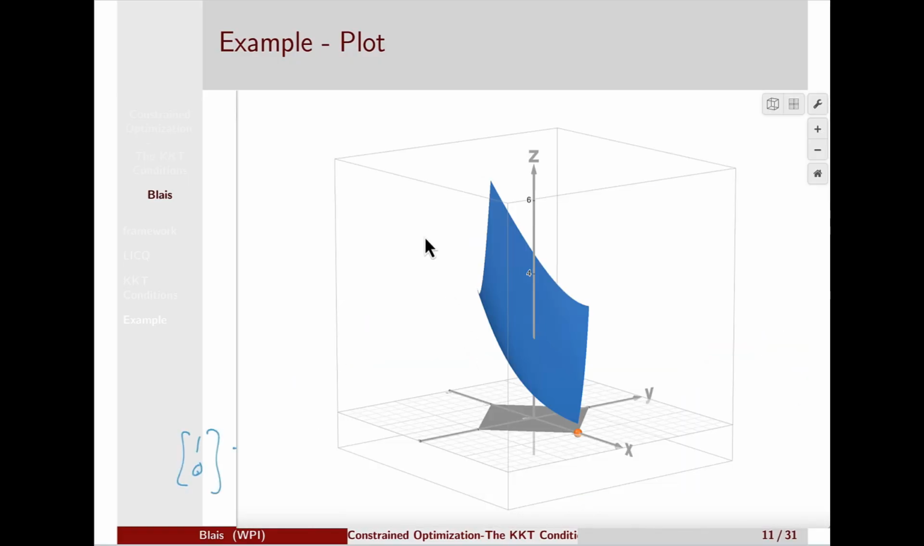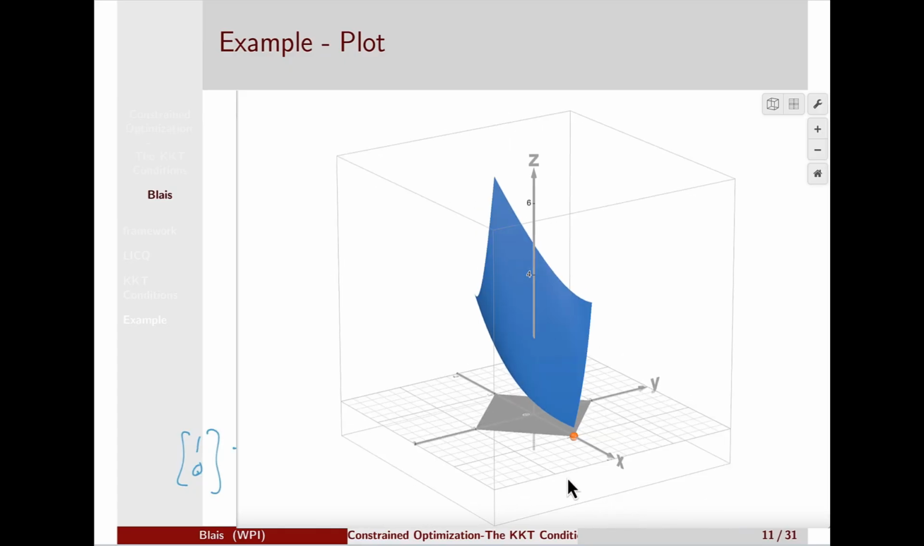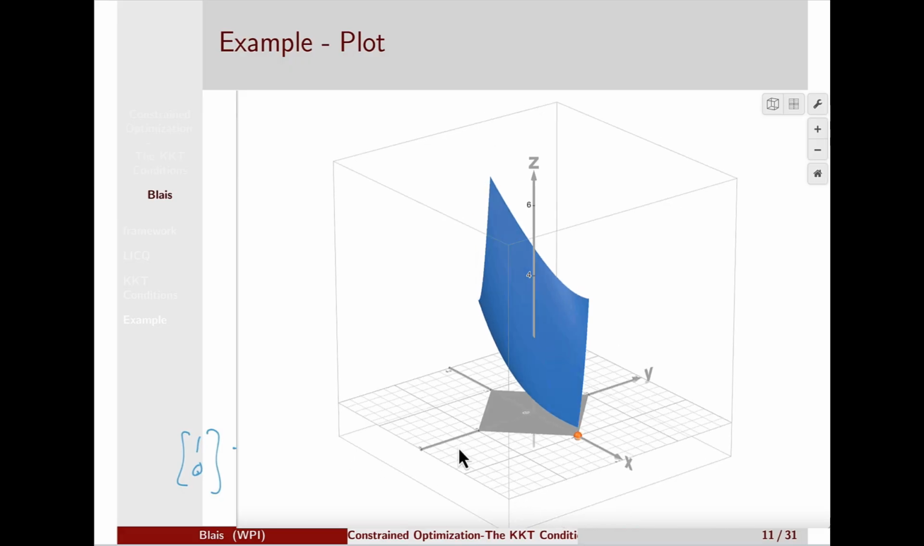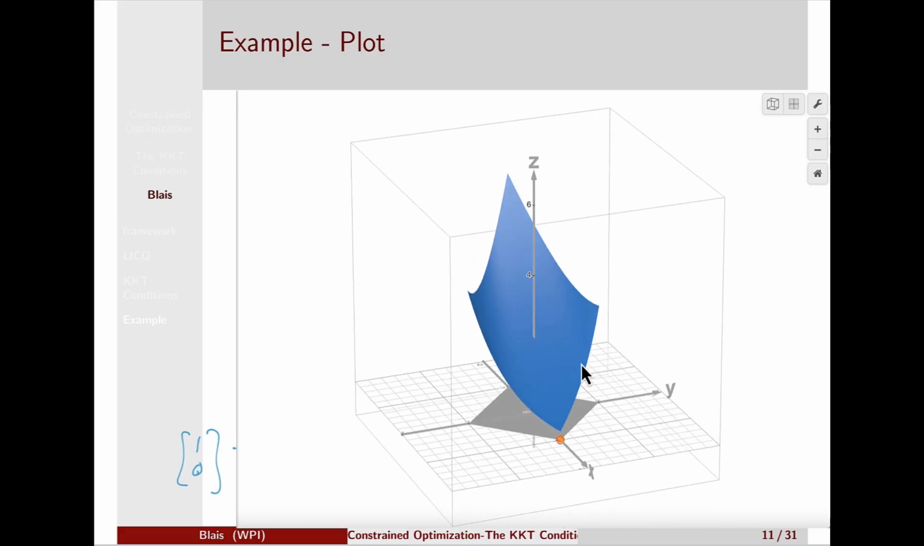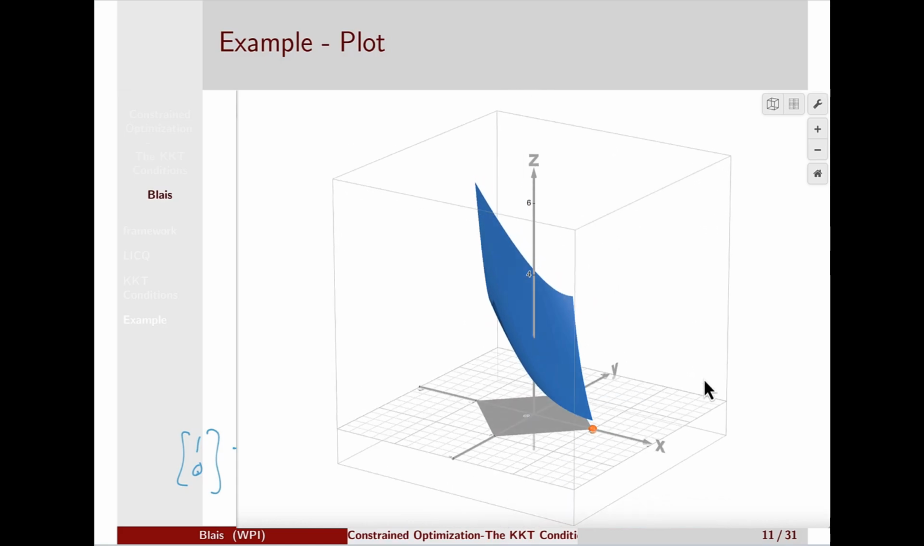Looking at the graph in Desmos, we can see here the orange point is our optimal point, 1, 0 in the x1, x2 plane. The gray diamond is our feasible region, and this blue surface is our objective function restricted to the feasible set. And we do see that its lowest point occurs above this point 1, 0 right here.